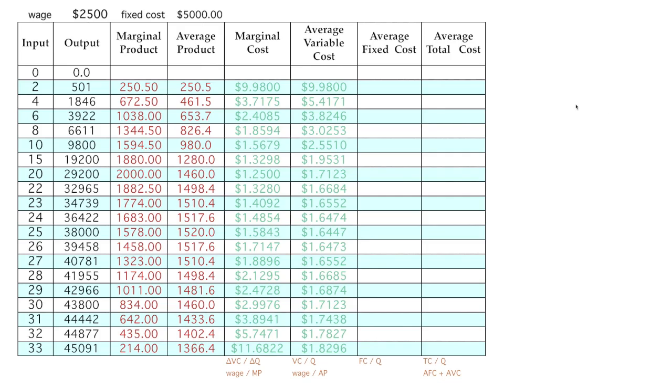So those are the average variable cost and the marginal cost, and a reminder of how to get the average product and the marginal product from a table of numbers. The next video is going to show you how to get average fixed cost and average total cost.